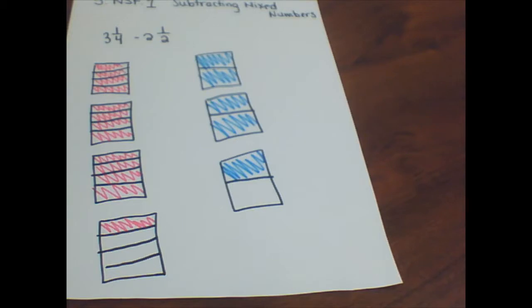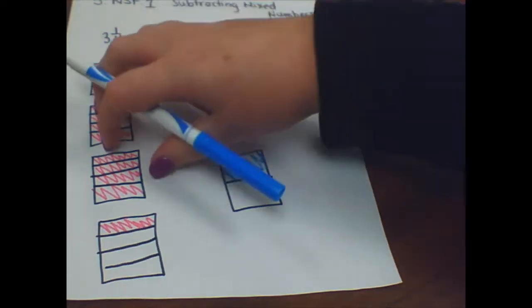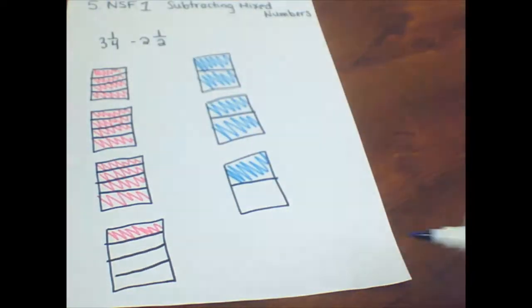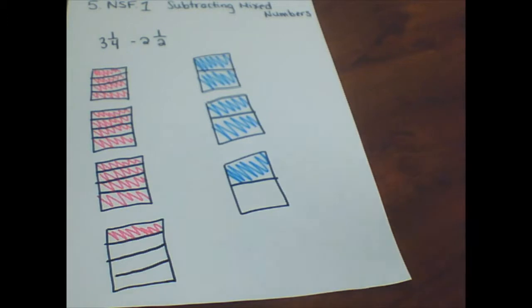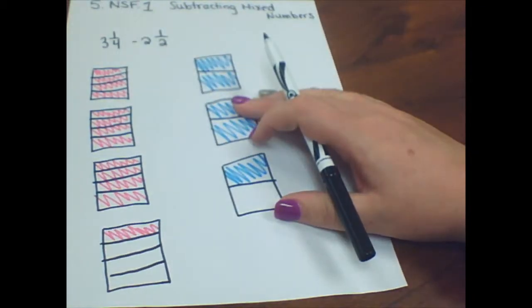Now, if you remember with subtraction, it's a little bit different than addition. In subtraction, whatever we have over here, we have to take from over here. But remember, before we can do that, we have to get our denominators the same, right? Okay, so right now they're not the same. Right now my denominator over here is 4, and my denominator over here is 2.